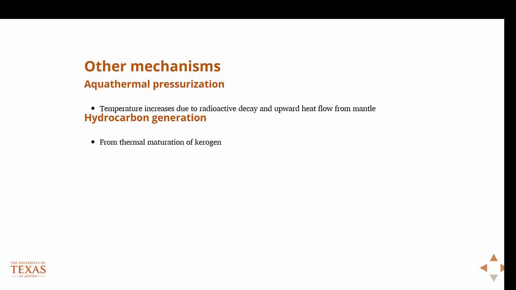So there are other mechanisms that he talks about in the book. These aren't thought to be as large a factor in how overpressure is generated. One of them he calls aquathermal pressurization. This comes from the radioactive decay of organic materials in the earth, and also the upward heat flow of the mantle. But at the scale of the earth and the crust, that heat flow is actually quite slow.